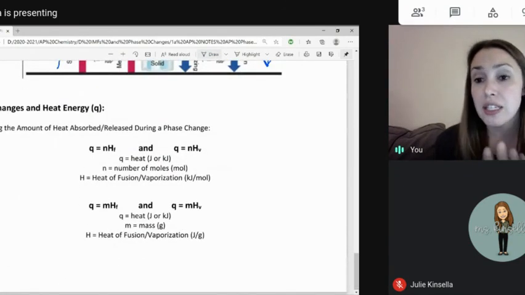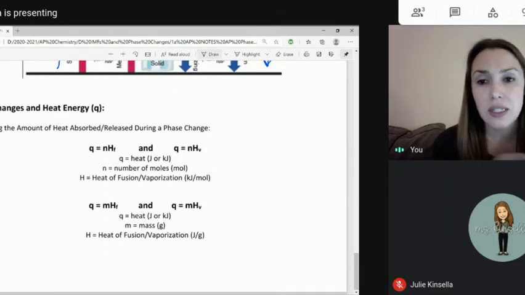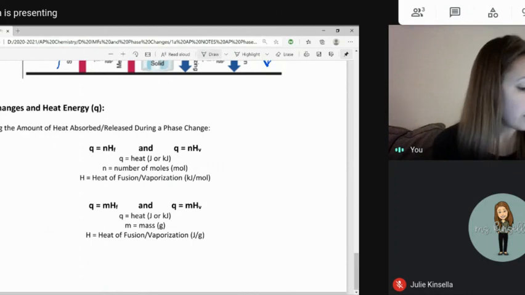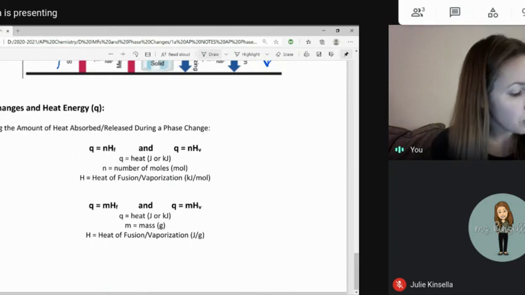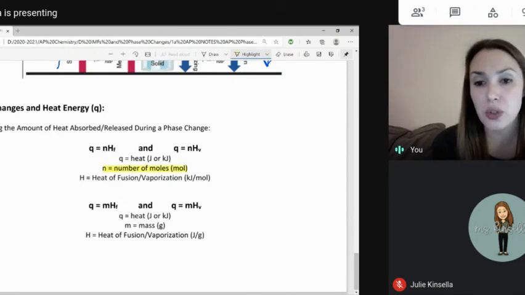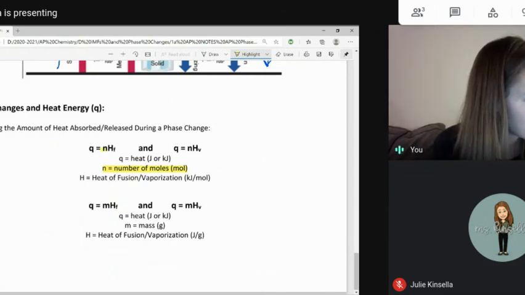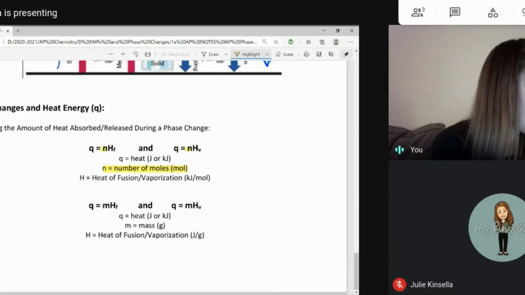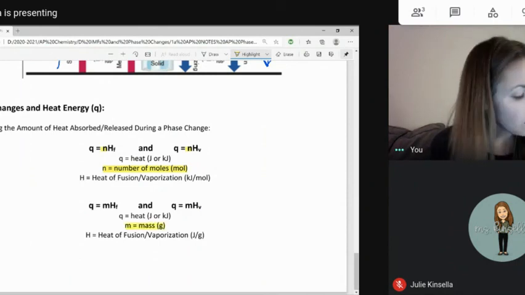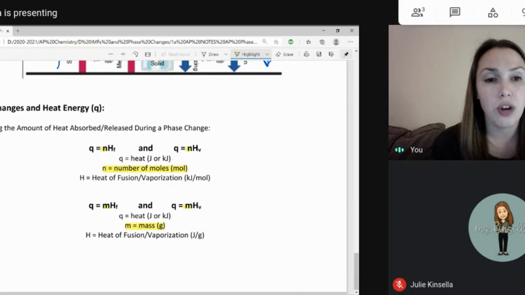And then lastly, how we're going to use the heat of fusion and heat of vaporization is in the formulas you see in front of you. These allow us to calculate the amount of heat that's either absorbed or released during a phase change. The top two deal with the number of moles, so we use the heat of fusion and heat of vaporization in kilojoules per mole, and that's where the n is. The bottom ones are for when we're involving mass in grams, which means we need to pick the heat of fusion and heat of vaporization in joules per gram.